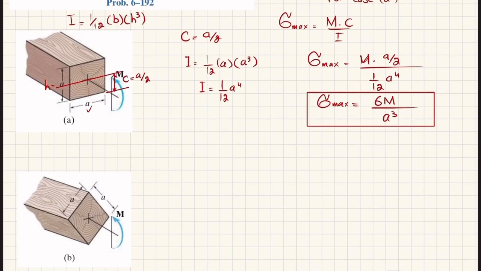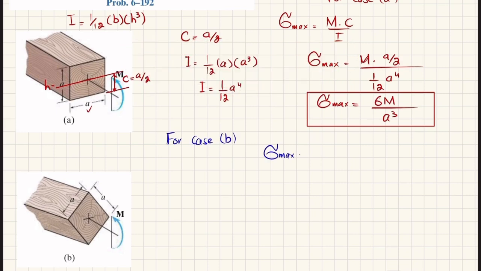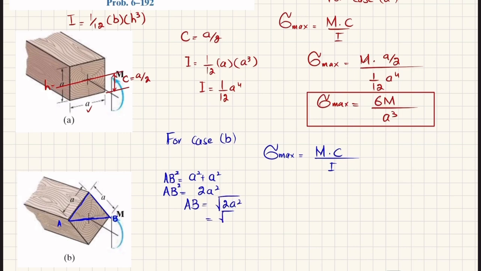Now we'll move toward case B. For case B, we have the same formula. Maximum bending stress is equal to moment times C divided by I. Now you can see if I draw a horizontal line, it will form two triangles. So this side is A, this is also A, clear. So this distance, by using Pythagoras theorem, this is point A and this is point B. So AB squared is equal to A squared plus A squared, which is equal to 2A squared. So AB will be equal to the square root of 2A squared, which gives you root 2 times A.